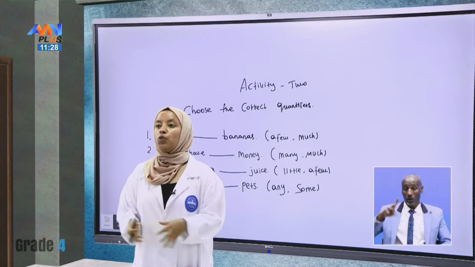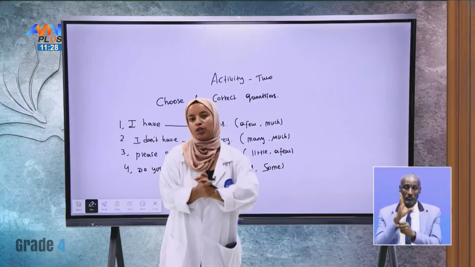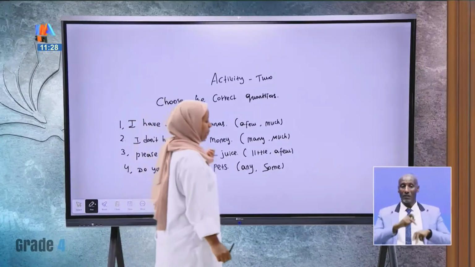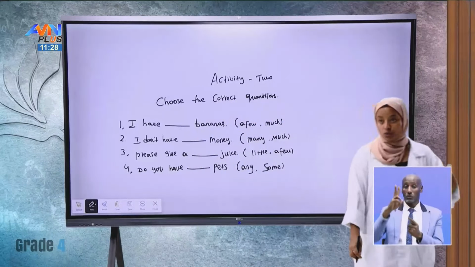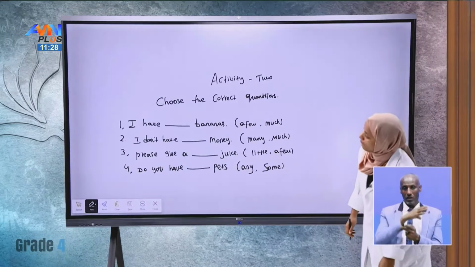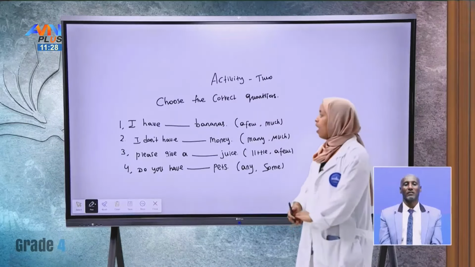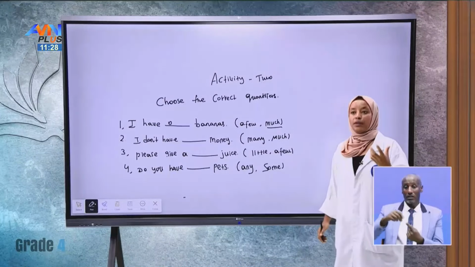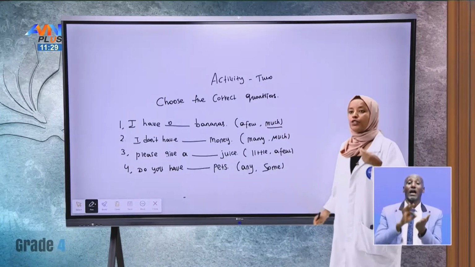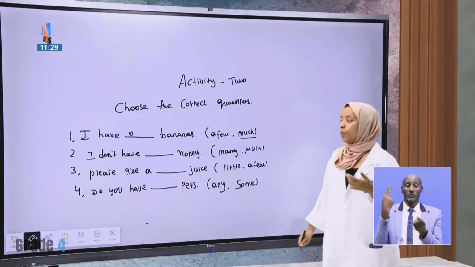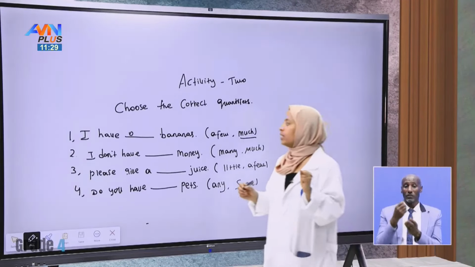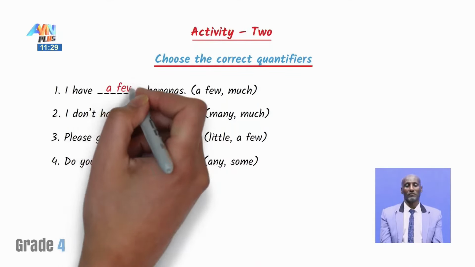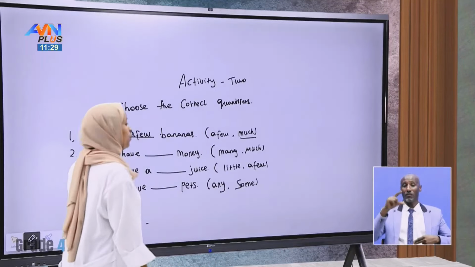Okay, students, I hope you all have finished, and let me give you correction here. Question number 1, I have blank bananas. Here are 2 choices: a few or much. Banana is a countable noun. We can't use much because much is used for uncountable nouns. So easily we can use a few. A few is a small amount, so I have a few bananas.